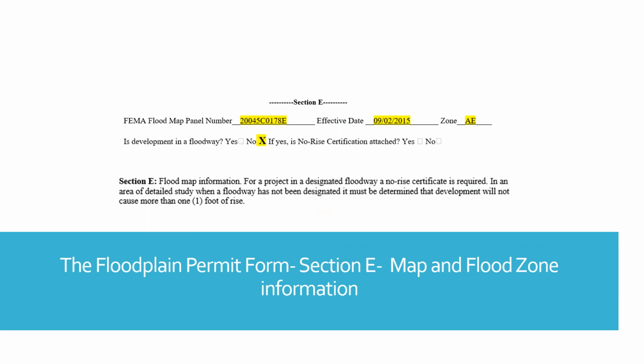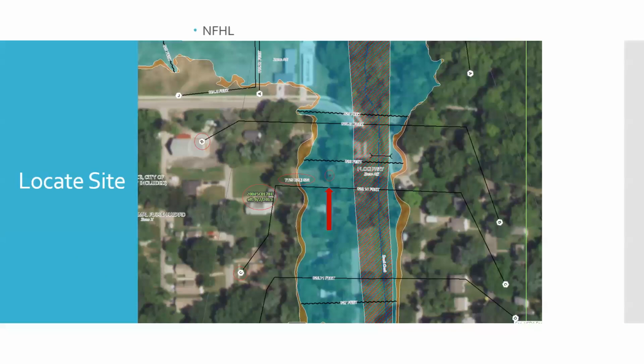And then section E is our map and flood zone information. So I showed you the map panel number, so I've got that there, and the effective date. We looked at the zone, it's an AE zone, not in the floodway. And then again, with the checklist function, it says, is the development in the floodway? No, but if yes, then you need the notarized certificate to go with that, which means having the full engineering study. So, just going through this step by step to look at all the different aspects of the development and how it needs to comply with our regulations.